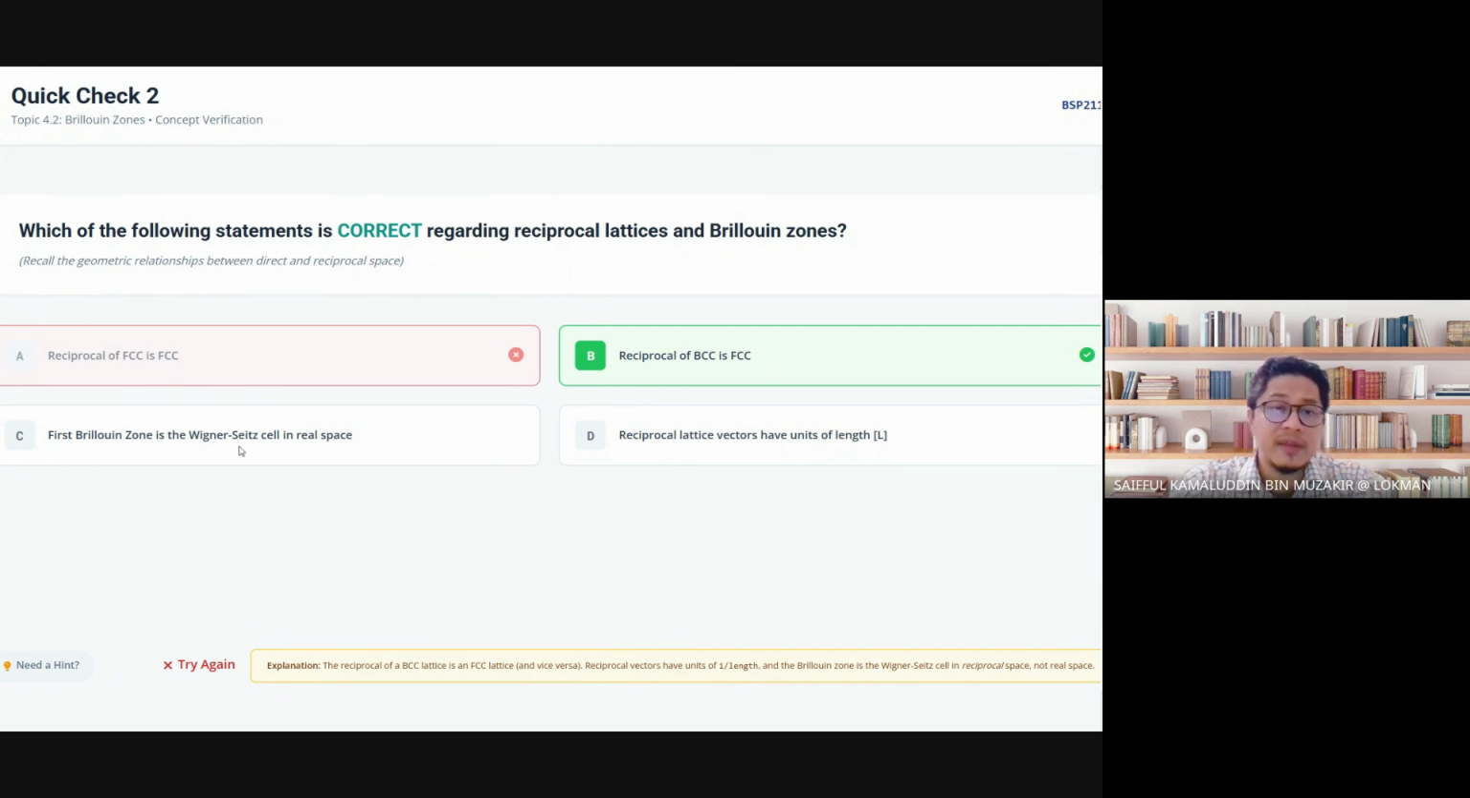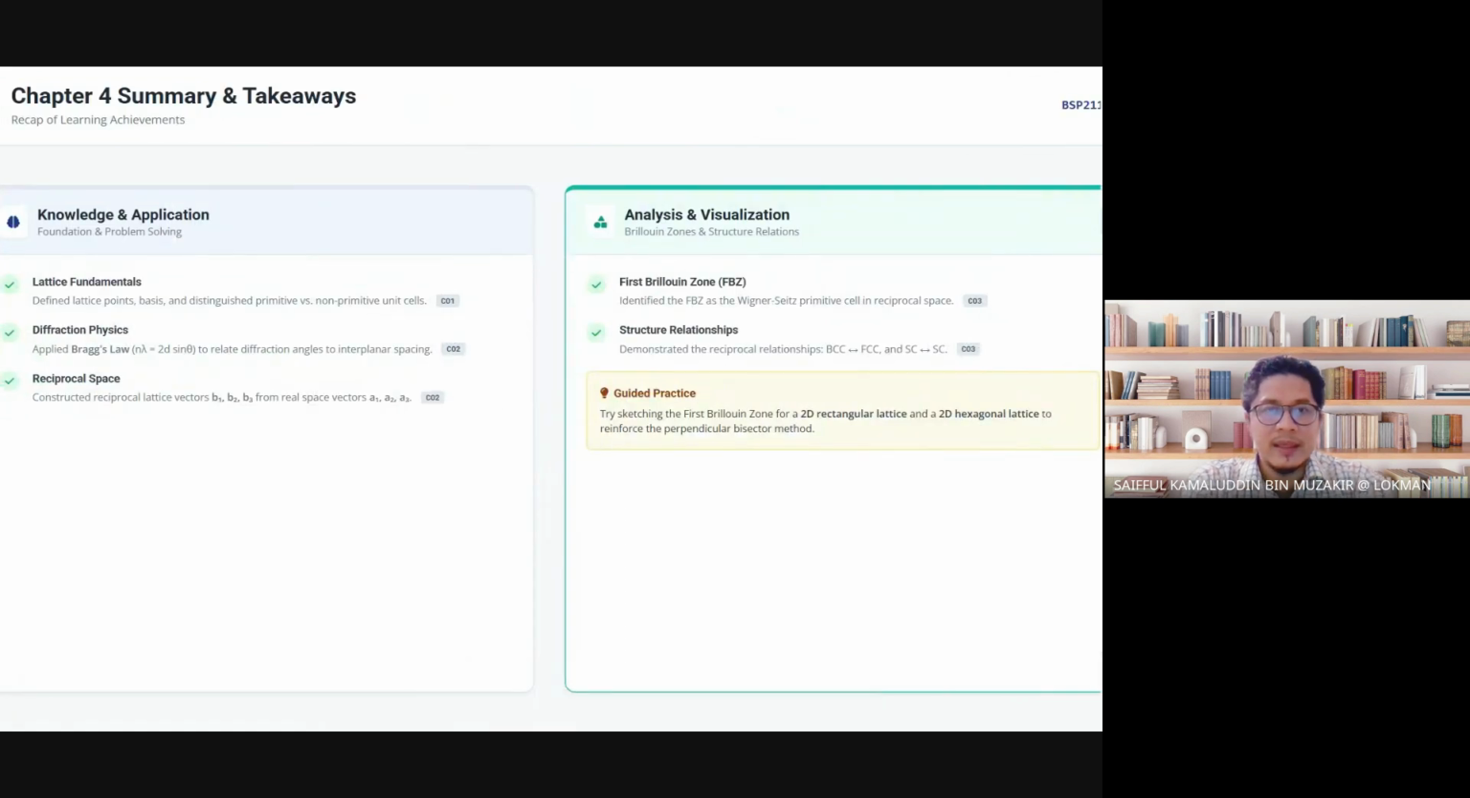First Brillouin zone is the Wigner-Seitz cell in real space? No. Reciprocal lattice vectors have units of length? No. This is the correct one. Right. I think that is all good.